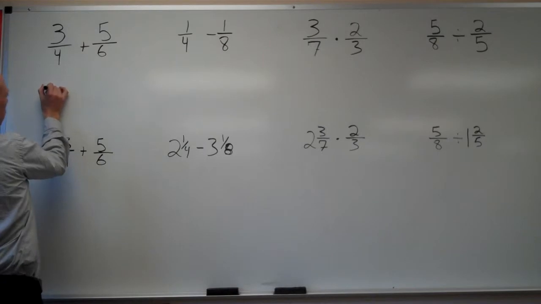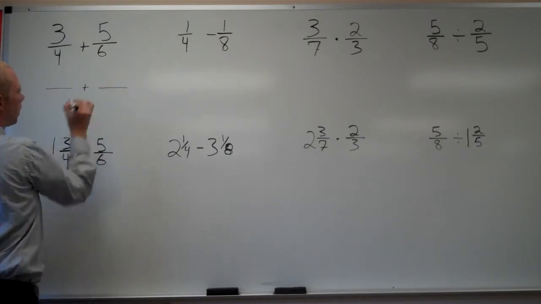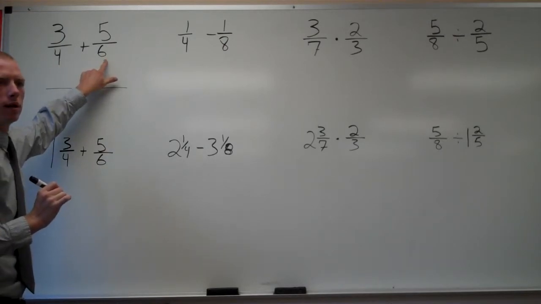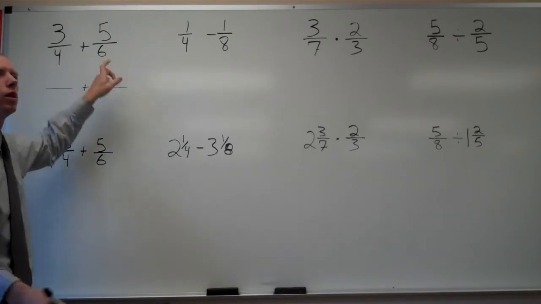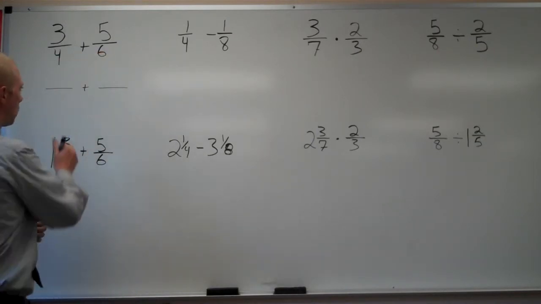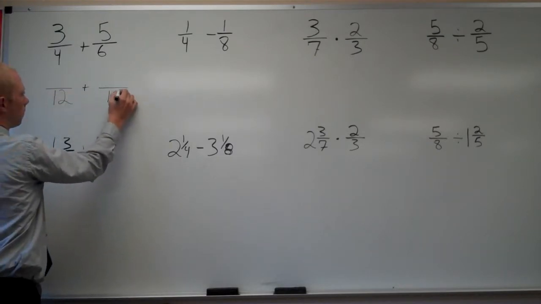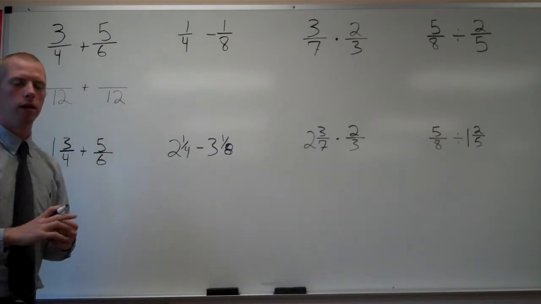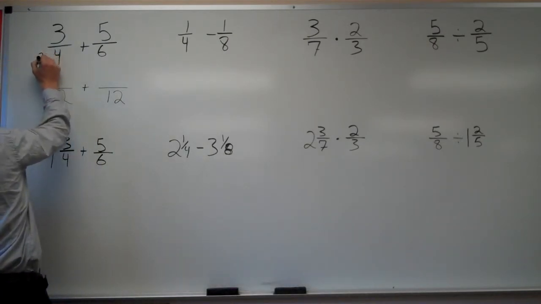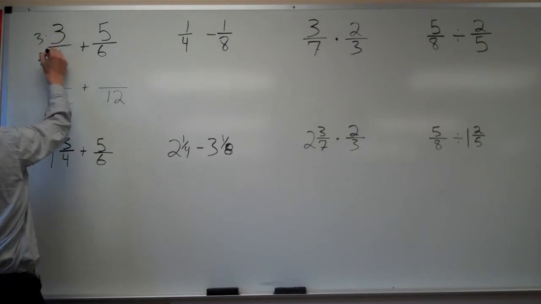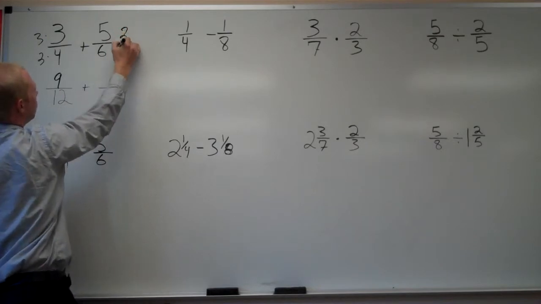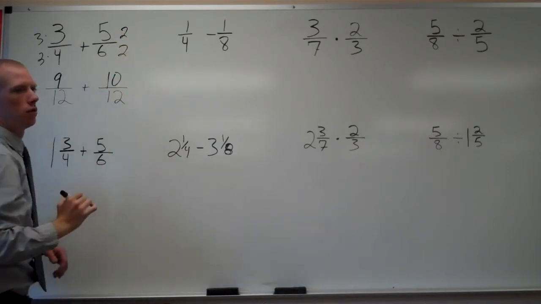I recognize that my common denominator here will be 4 times 6, which would be 24, but there's a smaller one. If I multiply this by 3 and this by 2, I can get a common denominator of 12. That would be what we call the least common denominator. Now, I'll multiply this by 3 over 3, remembering to multiply the top to get 9 twelfths. Over here, 2 over 2 plus 10 twelfths.